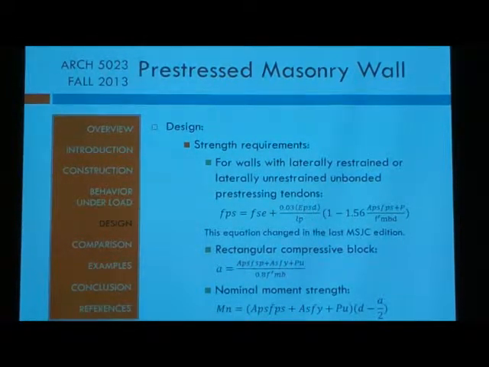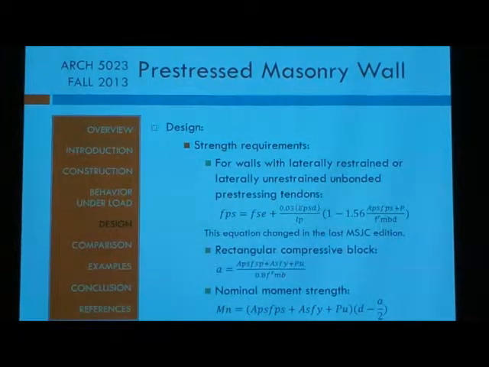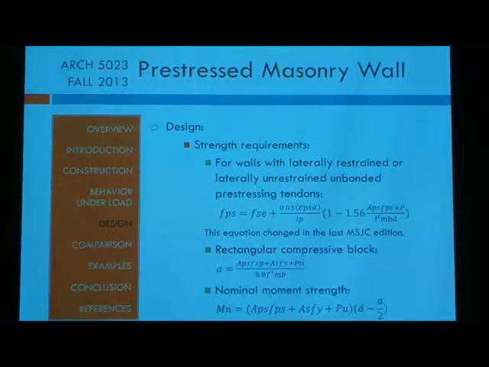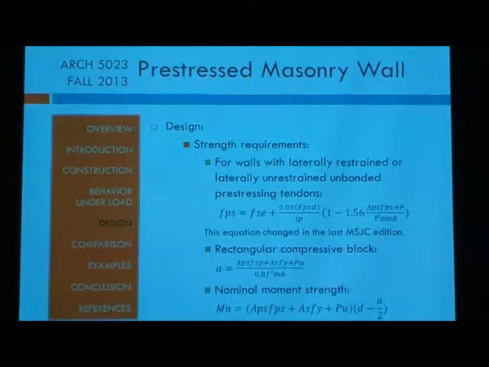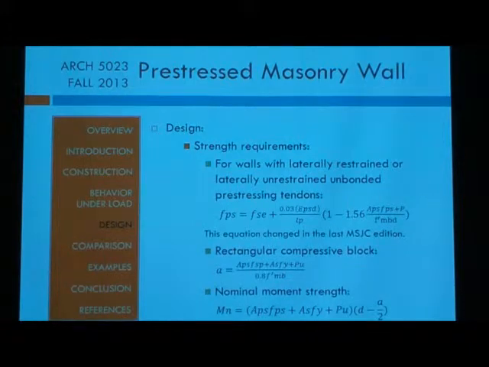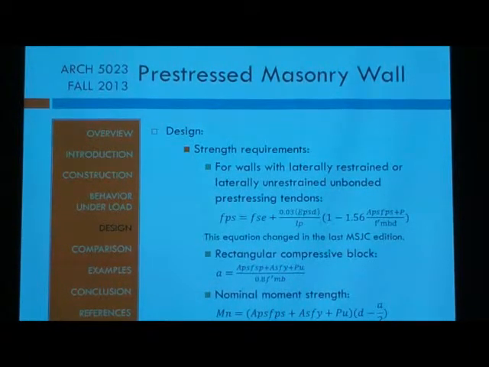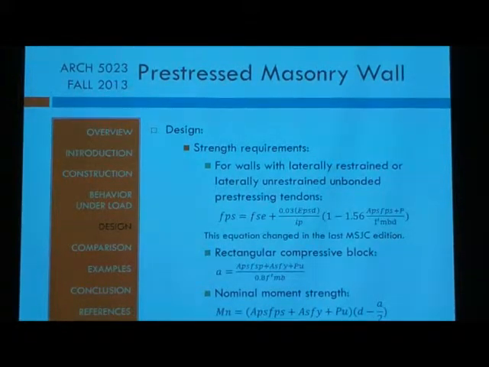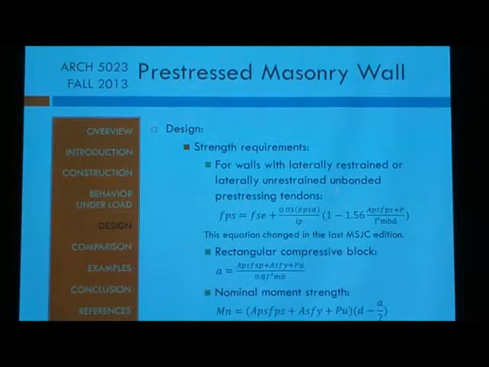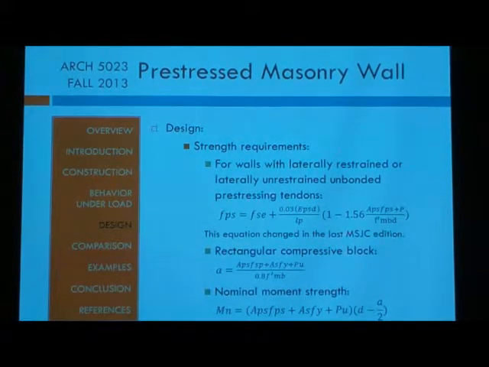These are some of the strict requirements that you need to use when you're designing pre-stressed masonry walls. And you have to take really close consideration, because these equations have changed from the previous code to this one. So if you look at your textbook, it will be a different equation, with some differences between the capacity and the allowed capacity of the masonry. You need to figure that out. So take care, look closely at that whenever you are designing. These are some of the equations that you use. This is for the stresses. This is for the rectangular compression block and the nominal moment strength.